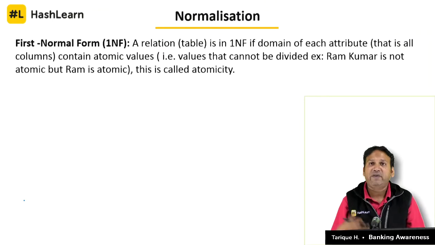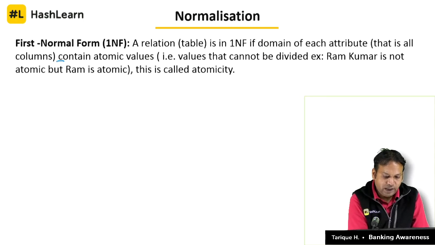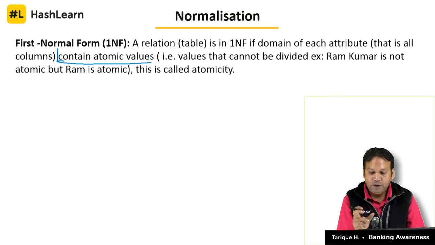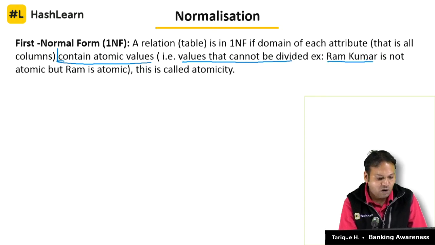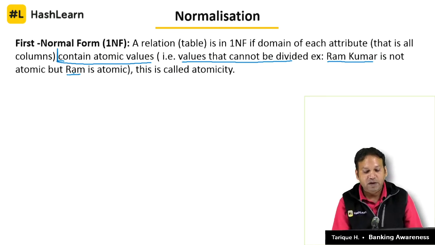The first normal form is a very simple one. The first normal form says that every domain should contain atomic values. Clear? That means no attribute must have two words, you can say. That means the values cannot be divided. For example, Ram Kumar is not an atomic value, but Ram is an atomic value. This is called atomicity.